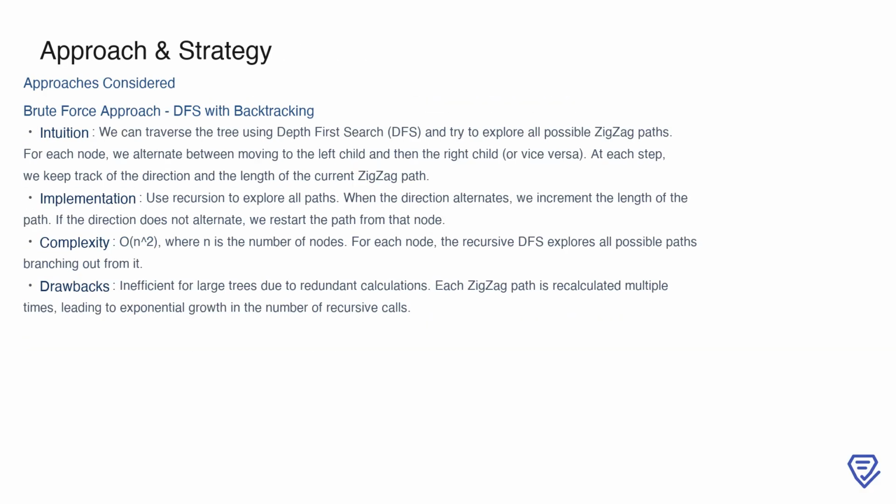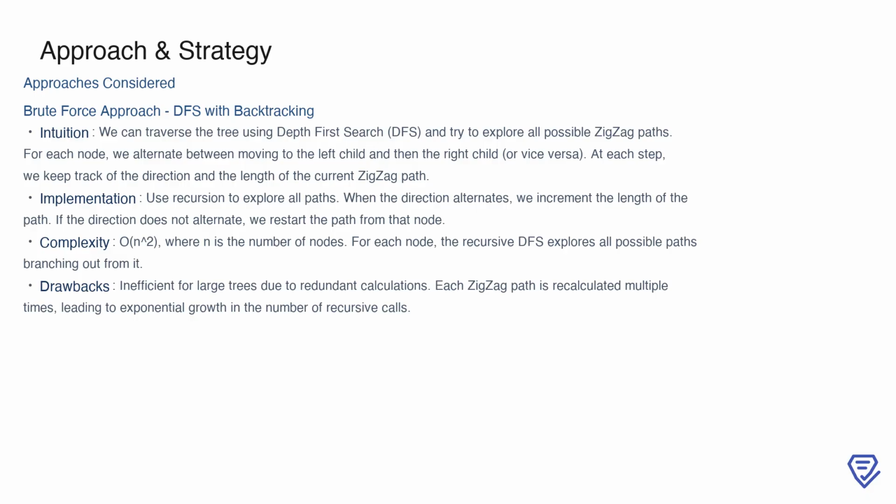To tackle the problem of finding the longest zigzag path in a binary tree, a brute force approach could be considered. Here, the idea is to use depth-first search, or DFS, with backtracking to explore all possible zigzag paths. The intuition behind this is fairly straightforward. For any given node, we alternate between moving to the left child and then the right child, or vice versa, while keeping track of the direction and the length of the current path.